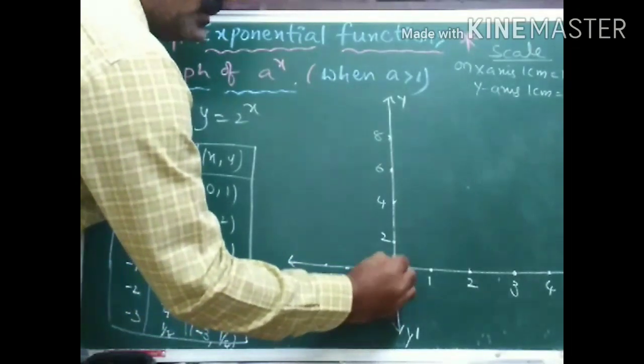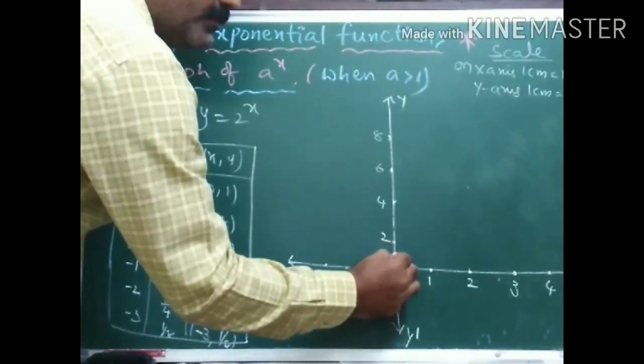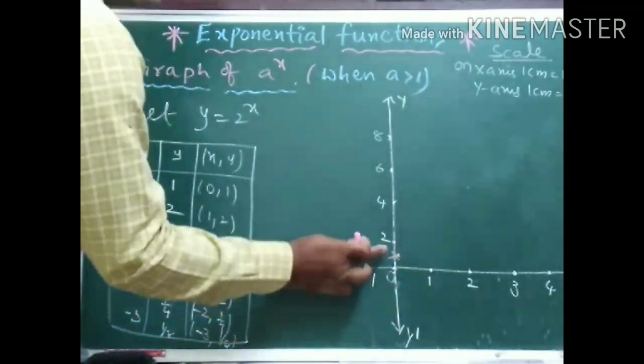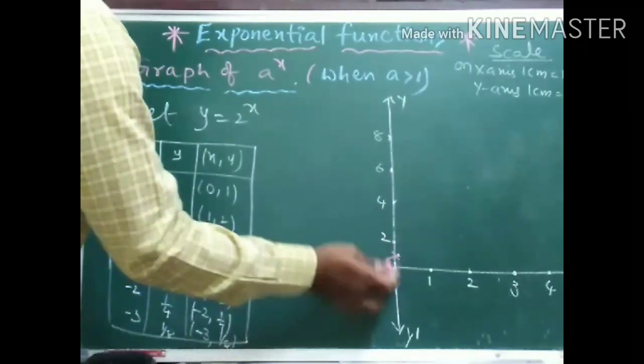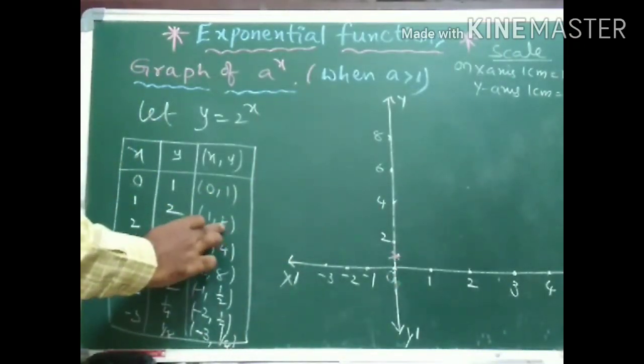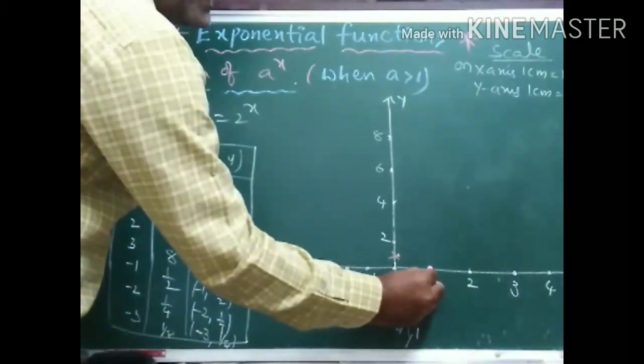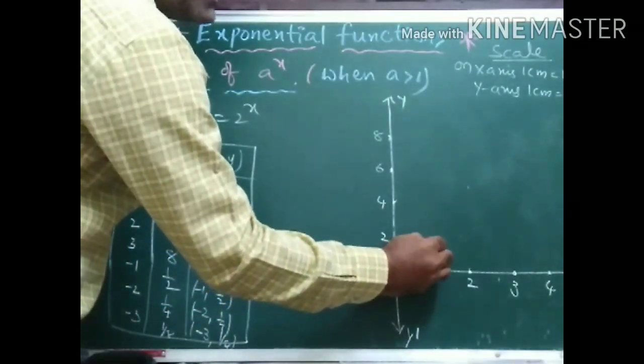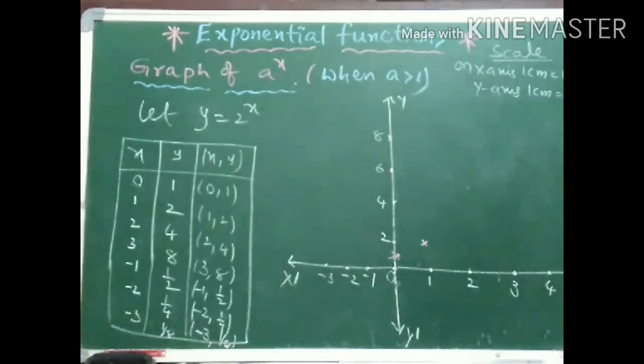So 0, this is 2, no? I think here it will be 1. So this is the point 0 comma 1, in between 0 to 2. And coming to this point, it is 1 comma 2, 1 on the x-axis and 2 on the y-axis. I think this is the point 1 comma 2.